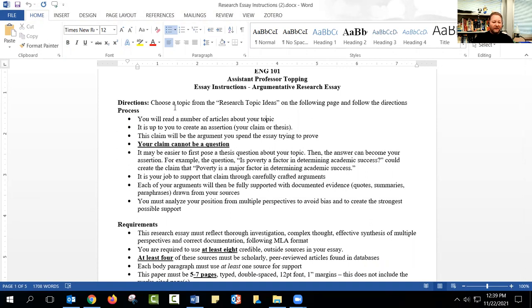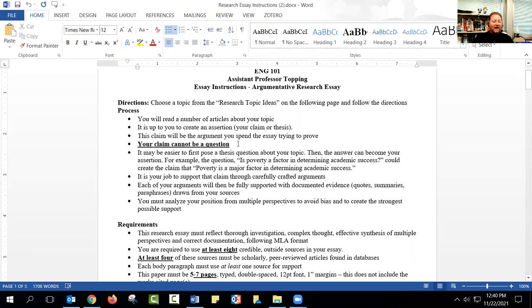This is your arguable thesis. This is the claim, okay? Your claim is what you're trying to prove throughout the entire essay, right? So your thesis statement is going to be an argumentative thesis statement. You're going to make a stand on a position about something that someone could reasonably disagree with you about. And then you're going to spend the entire essay trying to support your point of view, right?